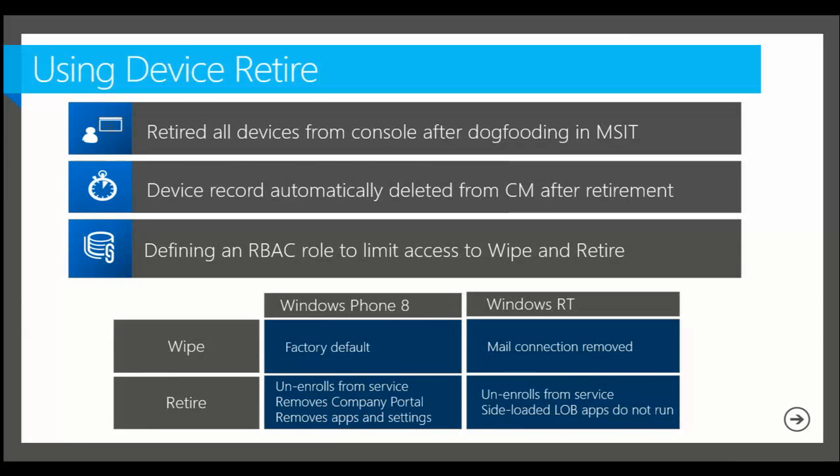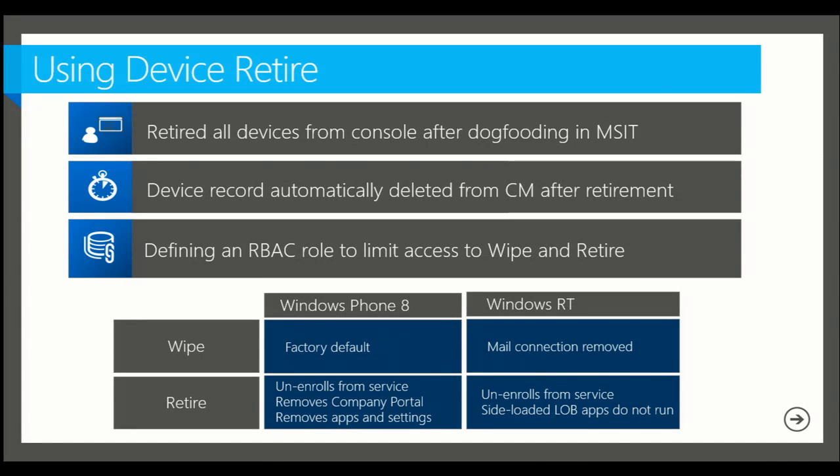So I'll summarize what is going to happen for a wipe action and a retire action. On a Windows Phone 8, when a wipe action is initiated from the console, it's going to bring the device back to the factory default. But on a Windows RT device, it's going to remove the mail connection to your Corp Net Exchange.